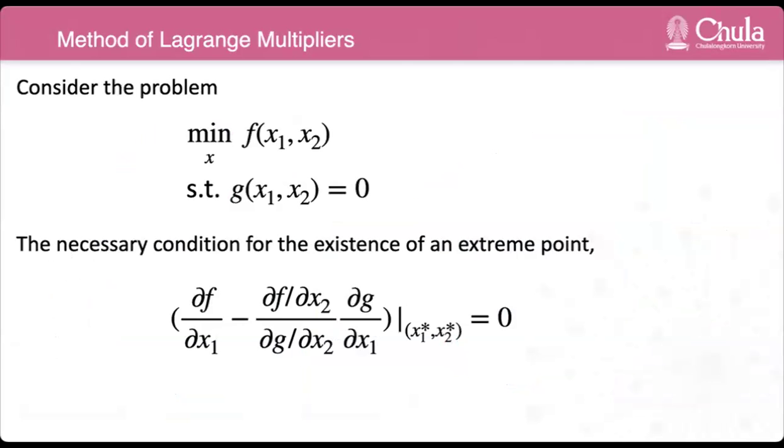As I mentioned to you, consider this one. We are working on a 2-dimension problem, and we have one constraint. The degree of freedom is 2 minus 1, so it should be 1. The necessary condition for the existence of an extreme point changes now, because we have a constraint. We should use the expression we derived previously. I just copy and paste it here, so you can check.